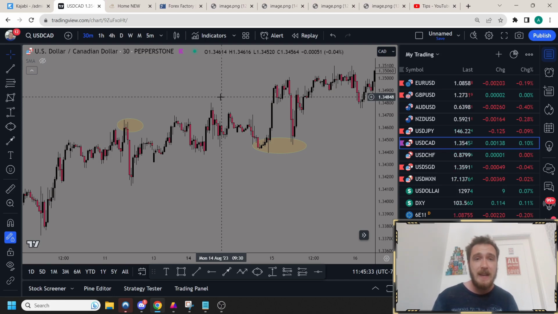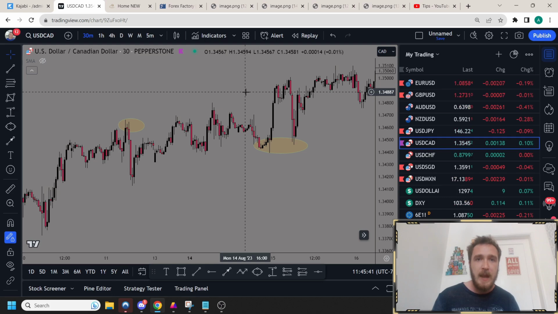If we understand that 99% of the liquidity is made from these big institutions, we want to locate where they're making these big moves from. And when prices return back into these areas, we want to be looking for buys or sells. That's the whole theory of supply and demand.